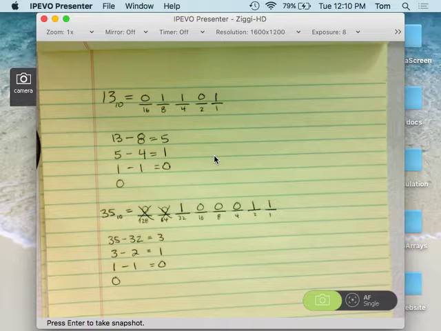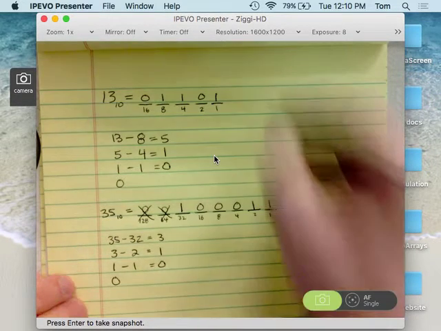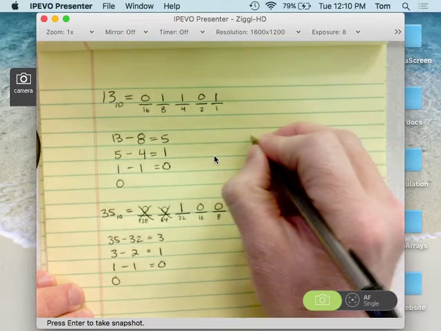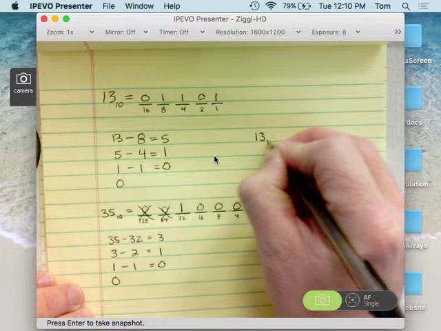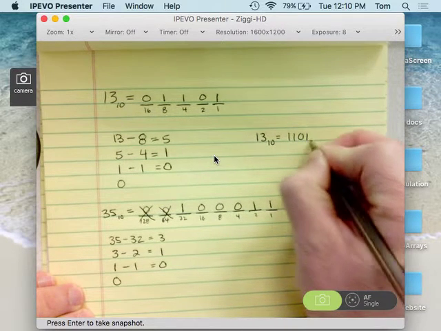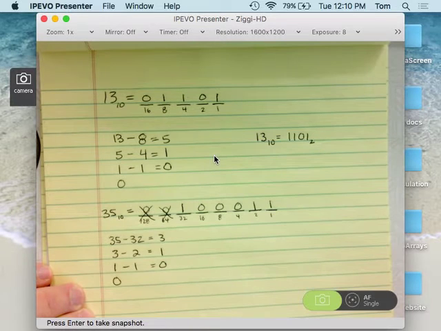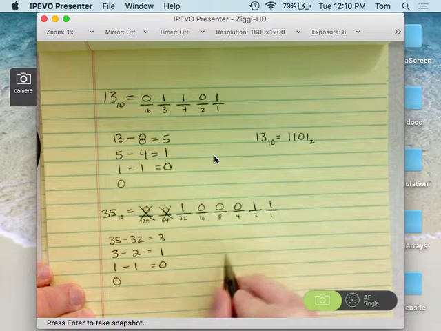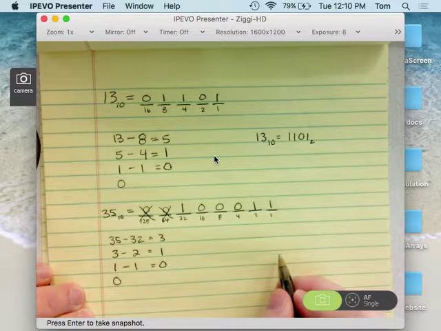Is that making sense? Okay, so guys, the way that we'd want to write that, if I was answering this on a test or something, 13 base 10 equals 1101 base 2. That's how I show that I'm in binary. So write your answer down here for 35.